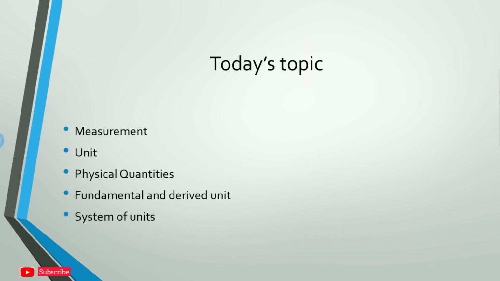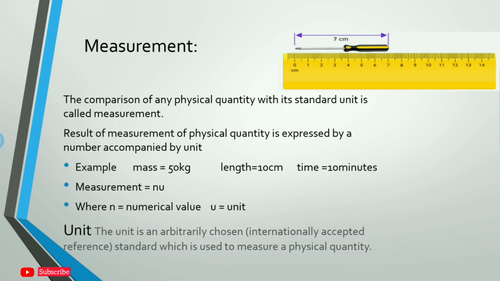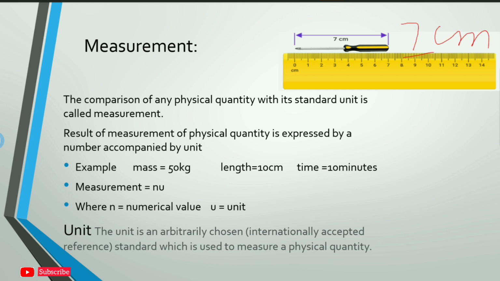What is measurement? The comparison of any physical quantity with its standard unit is called measurement. When we have to measure any physical quantity, we compare that quantity with the chosen standard used to measure that quantity. As you can see on the screen, I had to measure the length of the screwdriver. I will compare the screwdriver with the meter scale, and I came to know that the result of our measurement is 7 centimeter. Here 7 is a number and centimeter is the unit used to measure length.